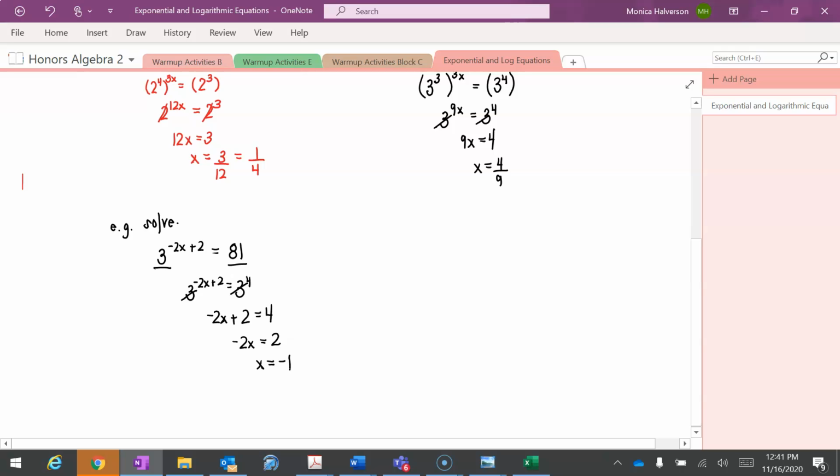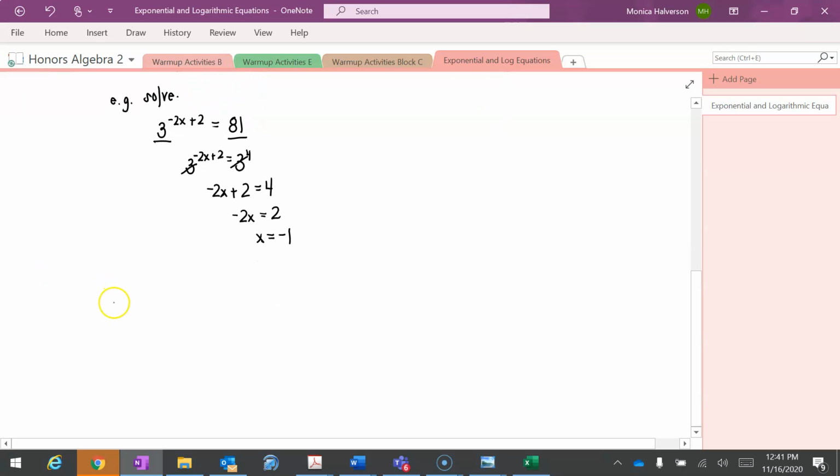All right, now that we've gone through 3 examples, it's your turn. I'd like you to solve the next 2 on your own. The first one I'd like you to solve is 8 to the 3x equals 4 to the x plus 1. And the second one I'd like you to solve is 2 to the 5x plus 1 equals 32. Go ahead and try to do those now.